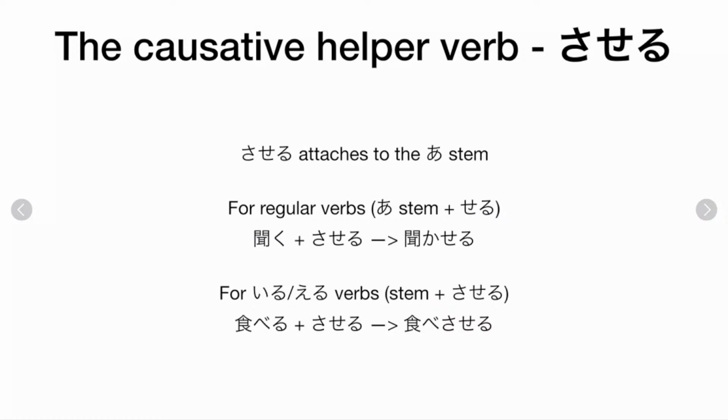So now let's talk about another helper verb, saseru. Okay, saseru is the causative helper verb. I'm going to show you how it attaches first, and then we'll talk about what it does. This also attaches to the a stem, just like rareru. So for a regular verb, kiku becomes kika, and then you add seru instead of reru, right? You add seru. And if it's an iru/eru verb, then taberu, drop the ru, add saseru, tabe saseru.